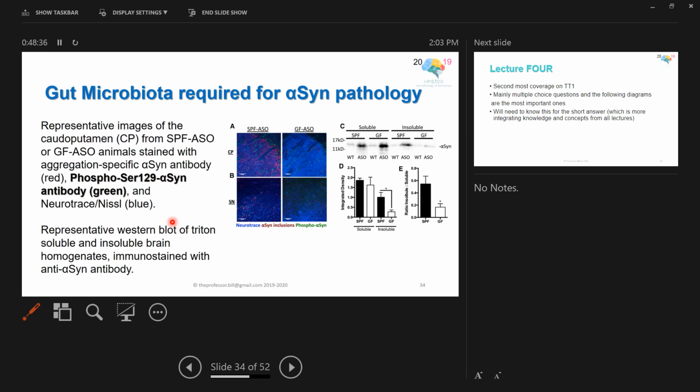So I won't lie, you need to know the major points that are on this particular slide as well. So what serine 129 phosphorylation represents, and whether we'd expect to see more phosphorylated serine 129 of alpha-synuclein in the soluble versus the insoluble fraction. What do we mean by soluble and insoluble? It's soluble in Triton, or it's insoluble in Triton, which is a detergent that is used in protein extraction.